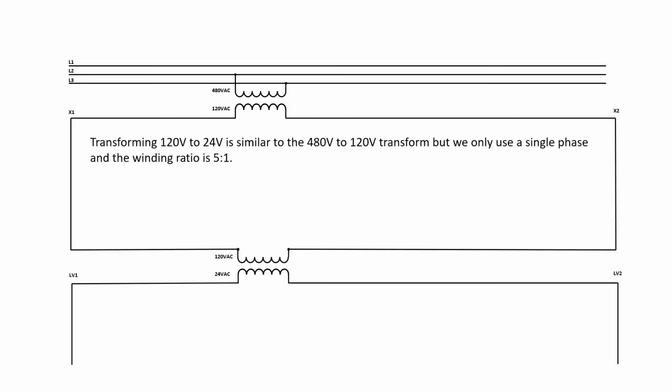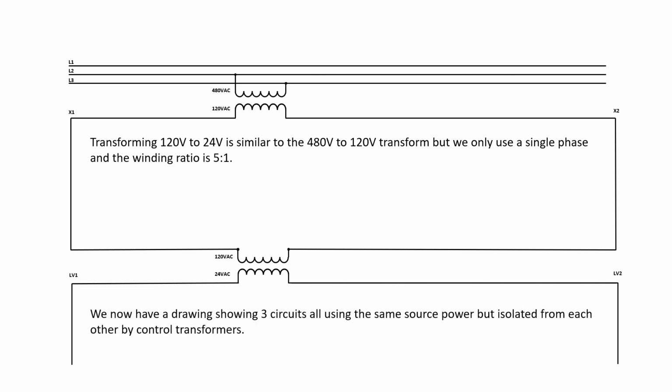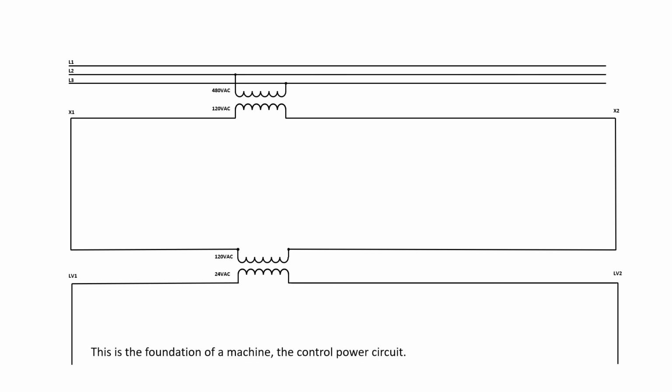Transforming 120 volts to 24 volts is similar to the 480 volt to 120 volt transformation, but we will only use a single phase and the winding ratio is 5:1. We now have a drawing showing three circuits all using the same source power, but isolated from each other by control transformers. This is the foundation of a machine, the control power circuit.